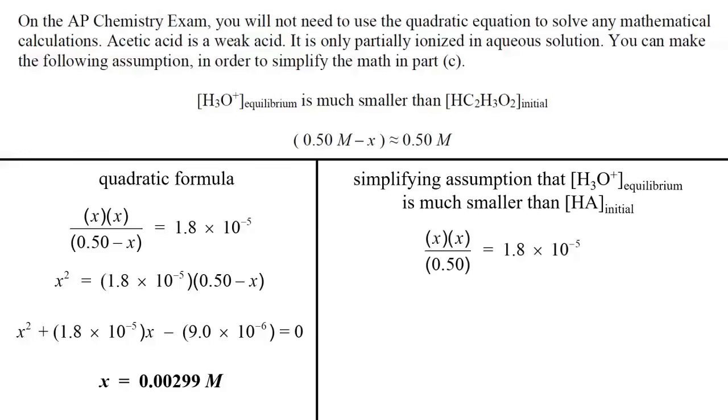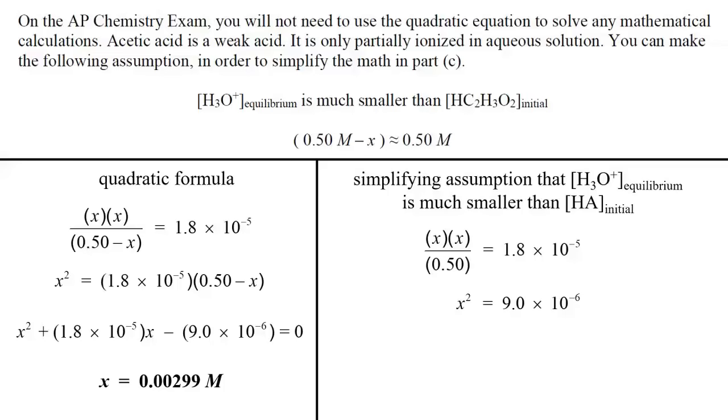So now on the bottom, we have X times X on the top, but on the bottom we just have 0.50. There's no minus X term, and this does make the math so much easier. Take a look. I have X squared divided by 0.50 is equal to the value of Ka for acetic acid, which is 1.8 times 10 to the negative 5. I will multiply both sides of the equation by 0.50. I have X squared equals 9.0 times 10 to the negative 6. There's no quadratic equation at all.